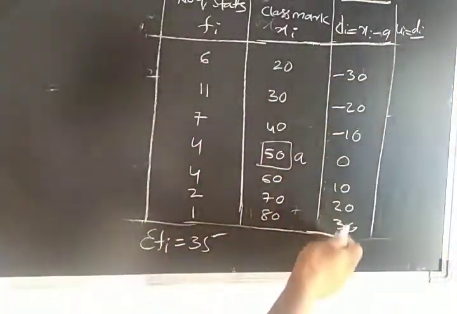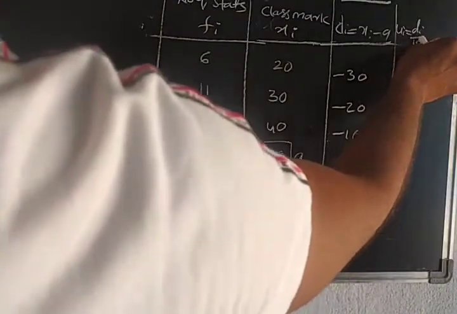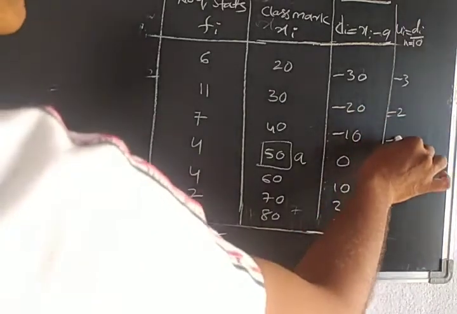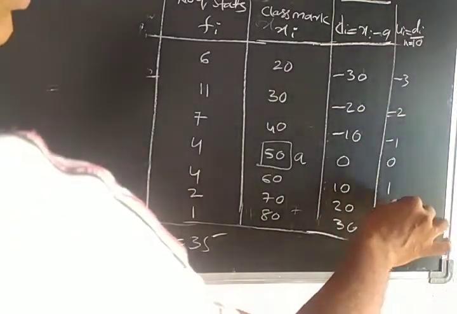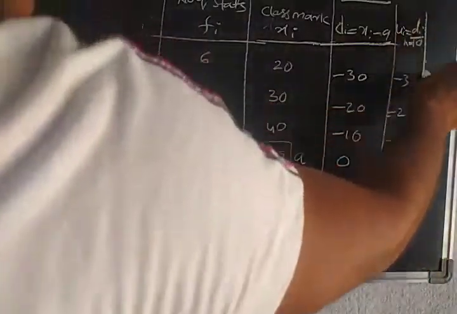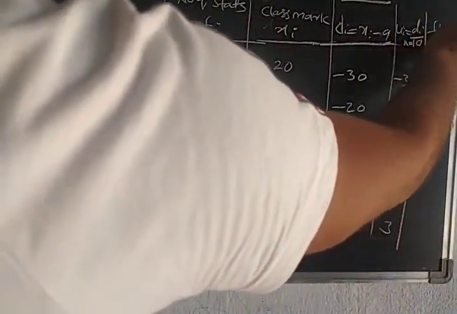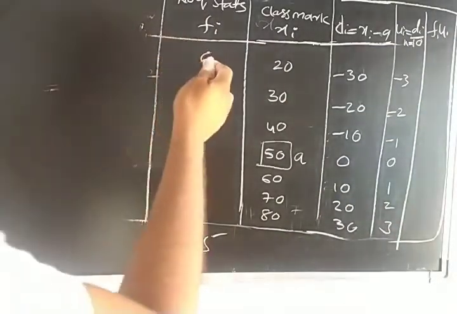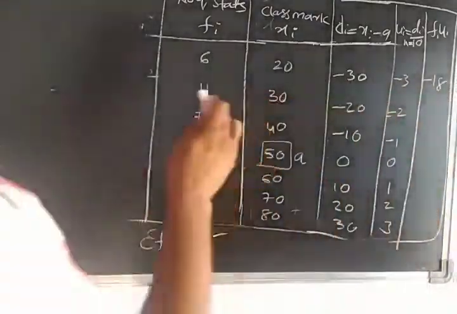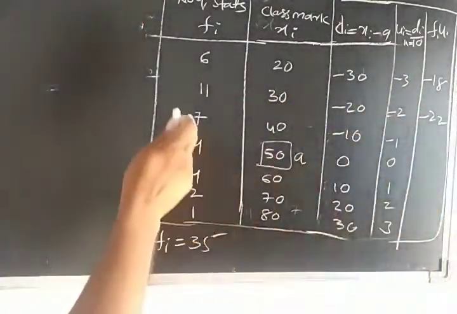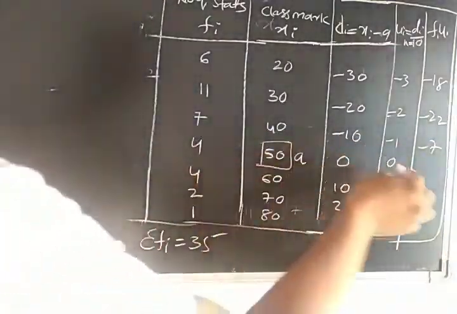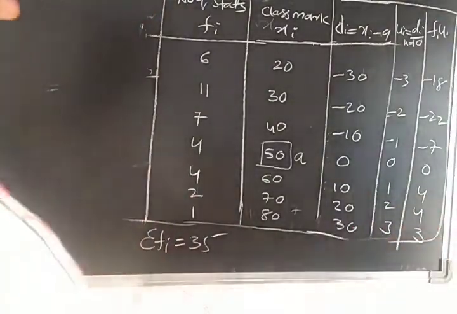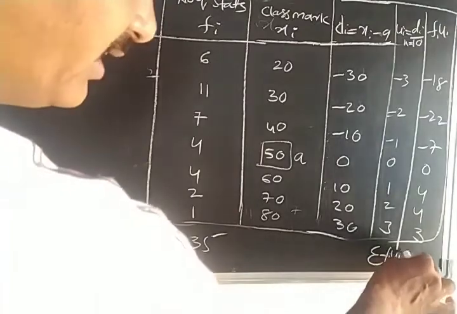What is h? It is the common quantity, 10. So I am taking h equal to 10. By dividing by 10, we get minus 3, minus 2, minus 1, 0, 1, 2, 3. This is ui. After getting ui, you have to find fi into ui, the last part in the step deviation method. Fi into ui: 6 3s are 18, 11 2s are minus 22, 7 1s are minus 7, 4 0s are 0, 4 1s are 4, 2 2s are 4, 1 3s are 3.